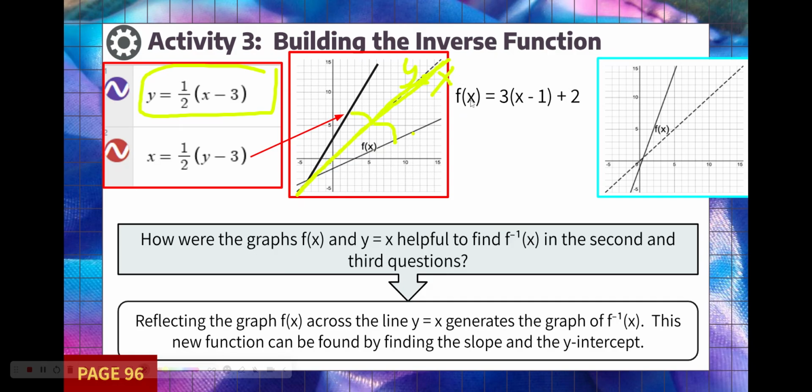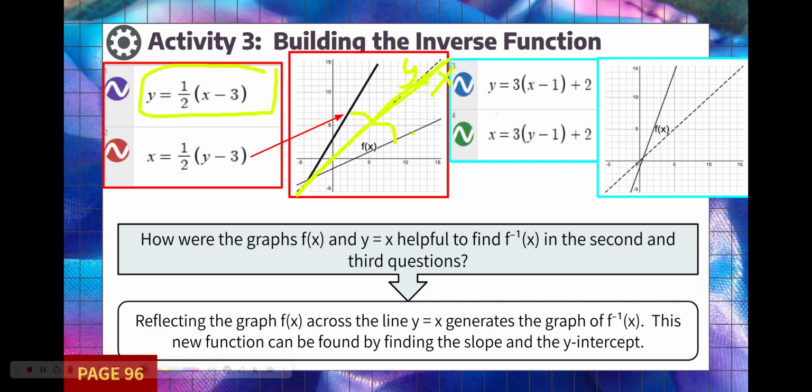Look at this. F of x is equal to 3 times x minus 1 plus 2. Now, if you're going to plug that in Desmos, then you have y equals 3 times x minus 1 plus 2. And then, again, same thing that we did. You just need to switch x to y and y to x. Don't worry, because Desmos knows how to read the equation in terms of x. So Desmos can still show you how the graph looks.